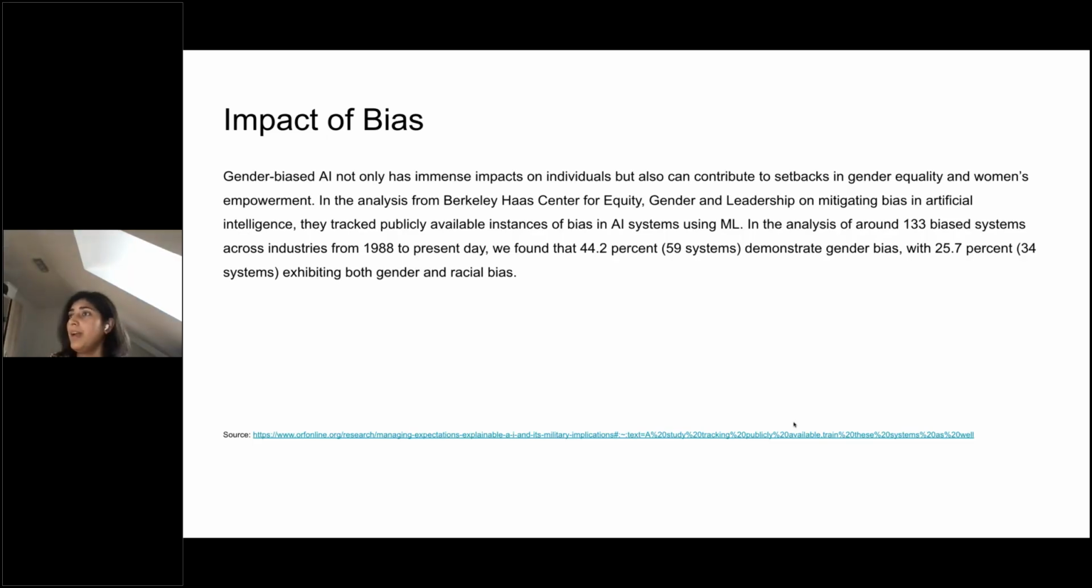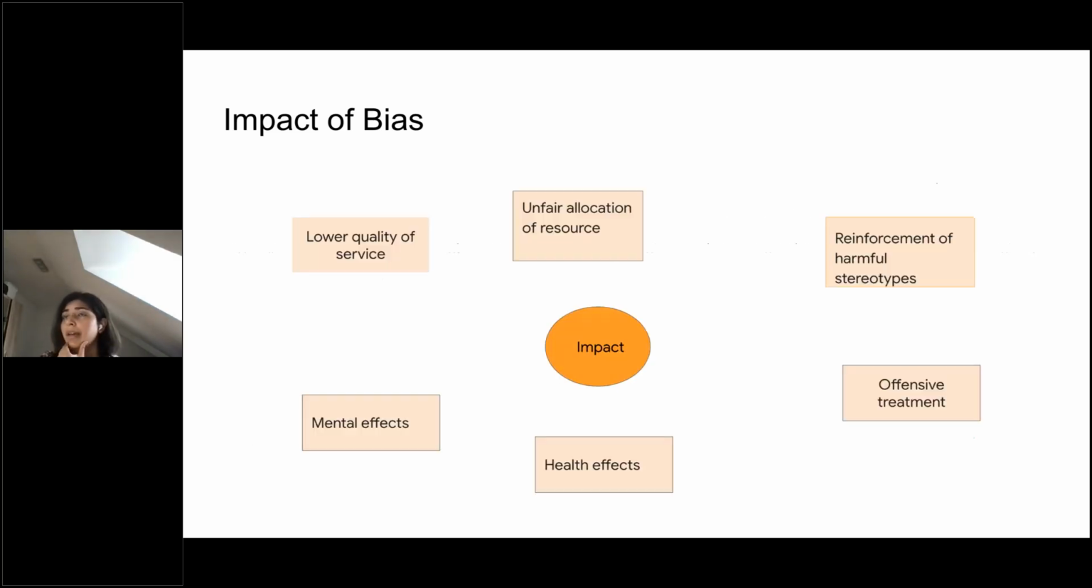There was some analysis of a lot of systems, and from 1982 to present day, the paper that was written found that 44.2% demonstrated gender bias, with 25.7% still exhibiting both gender and racial bias. And this is around 133 biased systems that they took a look into.